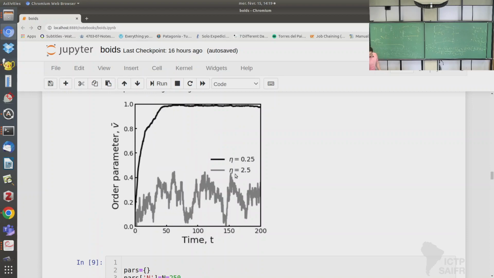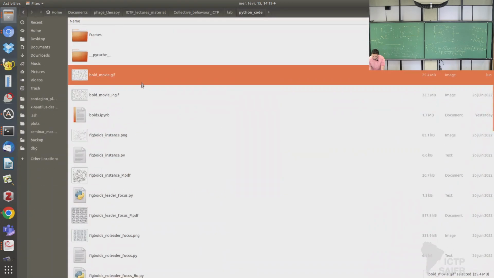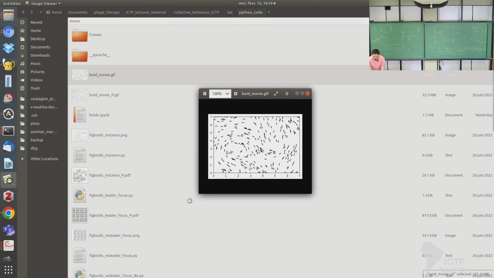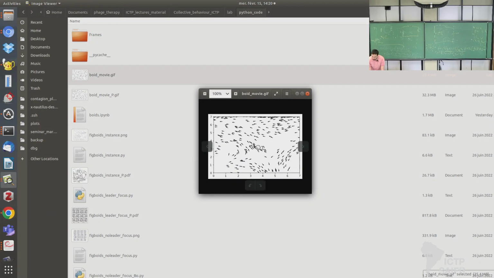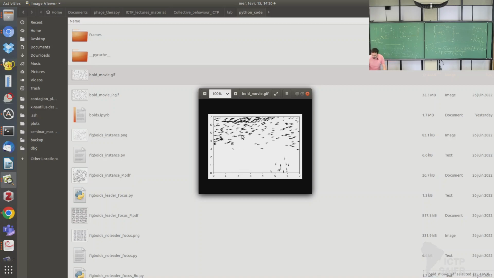First of all, with big noise, everything is kind of random. With small noise, after 50 iterations of the code, you get to a situation where everyone is going in the same direction, which is actually the same parameters as for the GIF. You can play around with it and create different GIFs for different parameters, but essentially you see that in this simulation it takes little time for them to be going in all of the same direction. If you increase the noise, they will never go in all of the same direction. It's going to be random.